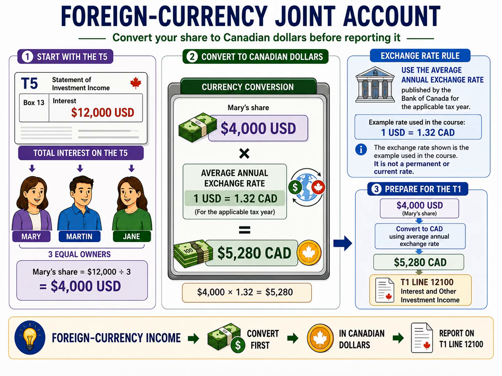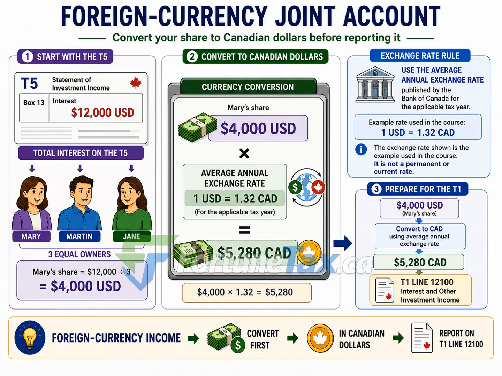The process is therefore straightforward. First, start with the total interest shown on the T5. Second, determine the taxpayer's ownership percentage. Third, calculate that taxpayer's share of the interest. Fourth, if the income is in a foreign currency, convert that share into Canadian dollars using the applicable average annual exchange rate. And finally, use the Canadian dollar amount for the T1 reporting.